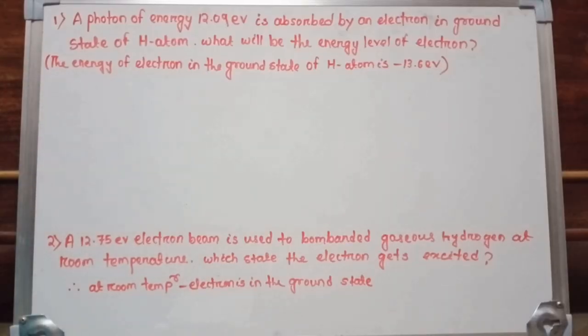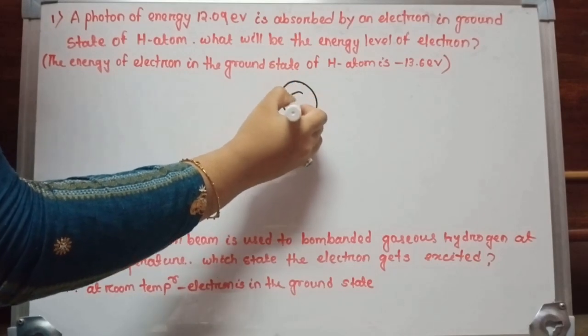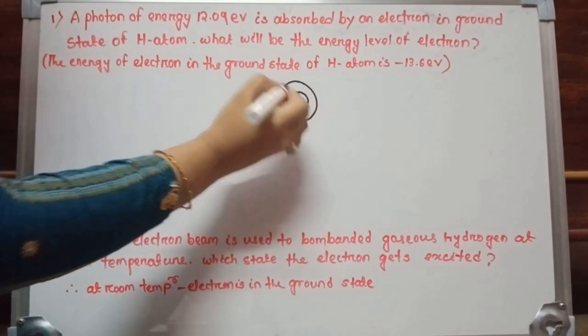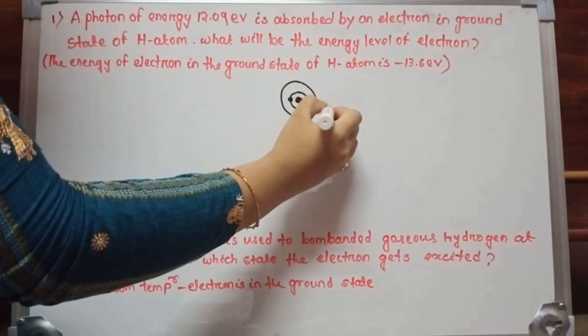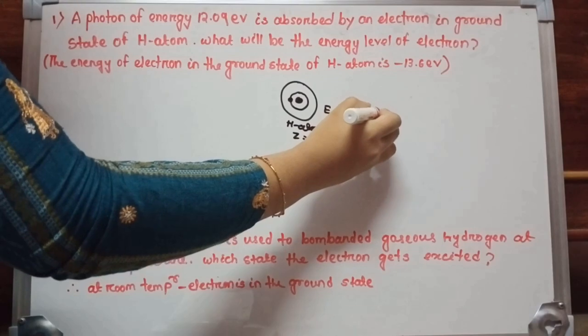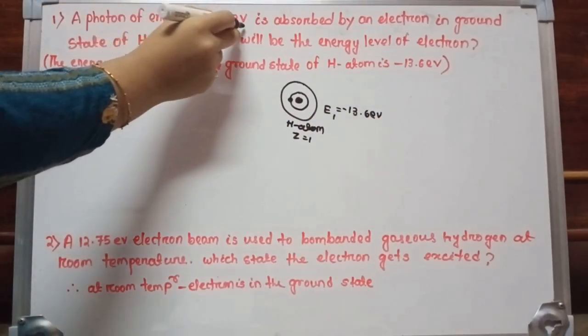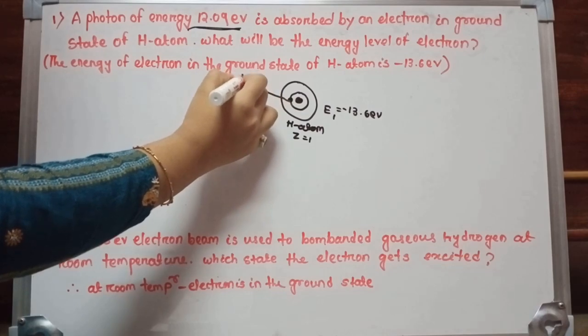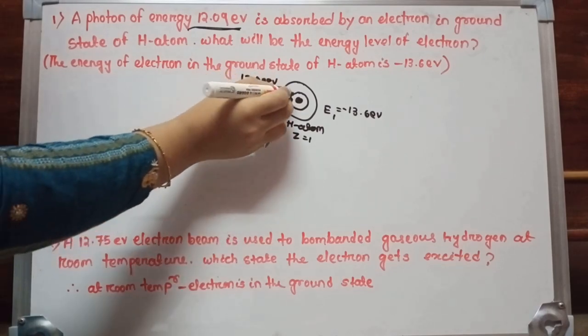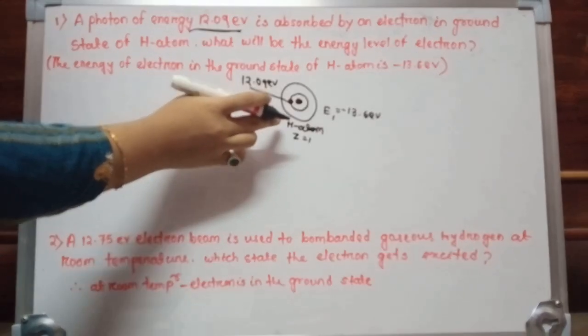Now here we discuss some problems. First question: a photon of energy 12.09 electron volt is absorbed by an electron in the ground state of a hydrogen atom. In the case of a hydrogen atom, Z equals 1, and E1 equals minus 13.6 electron volt. The photon of energy 12.09 electron volt is absorbed by the electron. The amount of energy it absorbs is 12.09 electron volt, absorbed by the electron of the hydrogen atom.